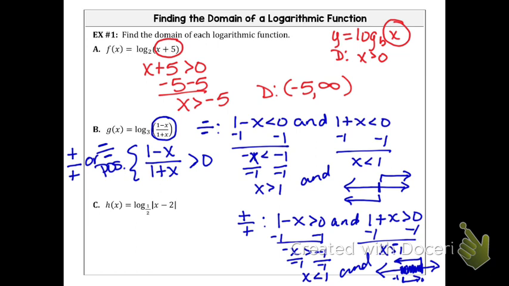So I'm going to write it, I'm changing colors here. Let's go with the red. So we know that our domain, the first one didn't work out. But we know from this one, our domain then is going to be between negative 1 and 1, and both of them have parentheses.